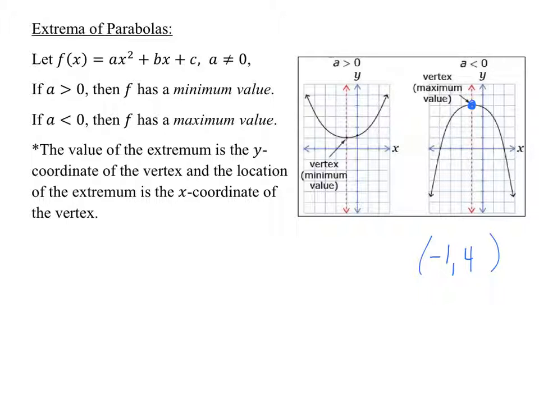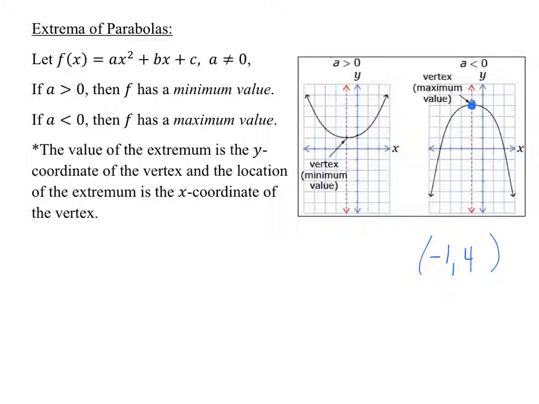Again, terminology is extremely important, so you have to make sure you either write this down or you definitely get what I'm saying right now. The maximum value is 4. The location of the maximum value is -1. Again, the max value would be 4. The location where the max value occurs is -1.